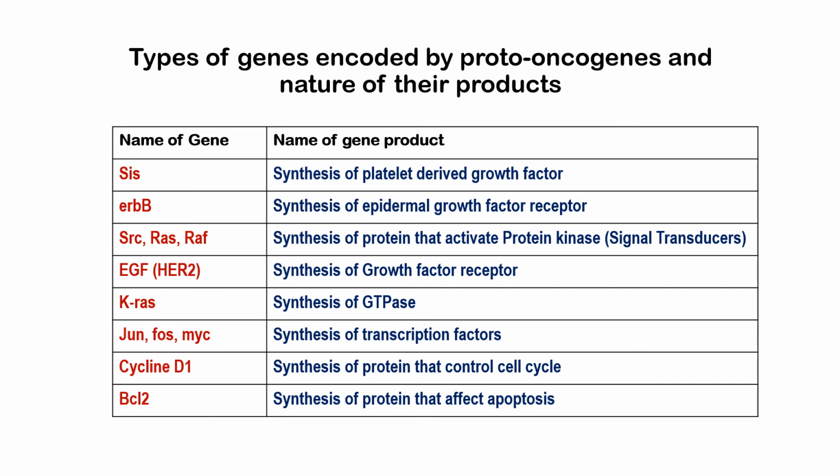The next is KRAS. This gene synthesizes GTPases. Next is JUN, FOS or MYC. These are responsible for the synthesis of transcription factors, which are very important. The next is cyclin D1. This is responsible for the synthesis of proteins that control the cell cycle. BCL2 synthesizes proteins that affect apoptosis. So these are some examples of proto-oncogenes that are very important in our cells and in the regulation of the cells.